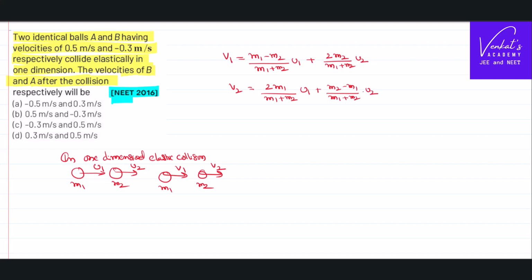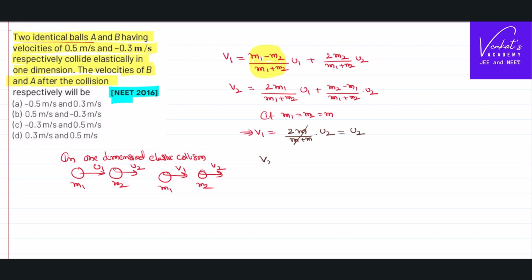Well, I have derived these equations in our collisions playlist. Please go through that. If you don't know, you need to know this. But here, one important thing is the two balls are identical. That means if m1 equal to m2 equal to m, what happens to v1? Look at this equation. When m1 equal to m2, this term becomes 0. v1 will become 2m by m plus m of u2. That is 2m and 2m will cancel. So v1 will become u2.